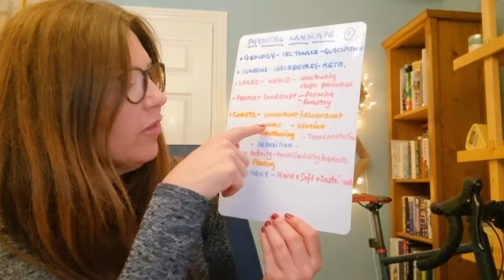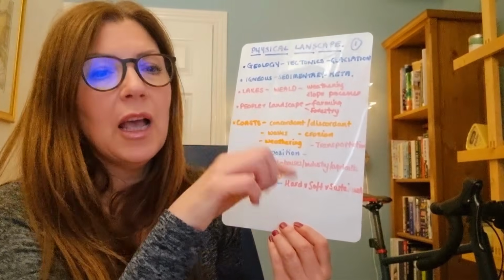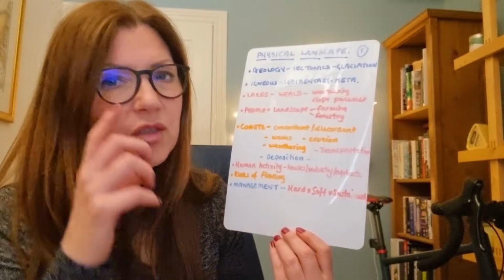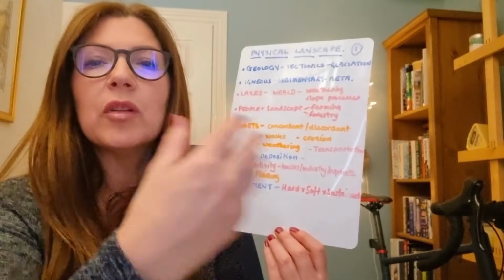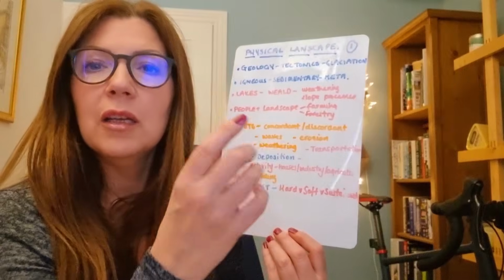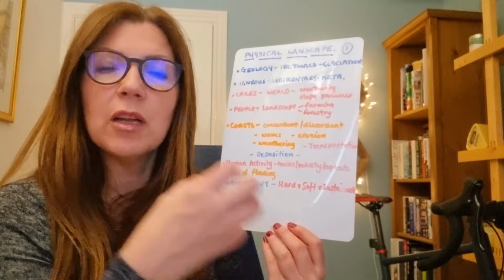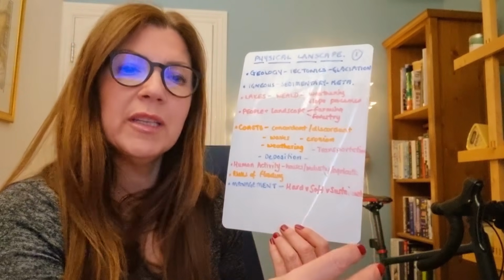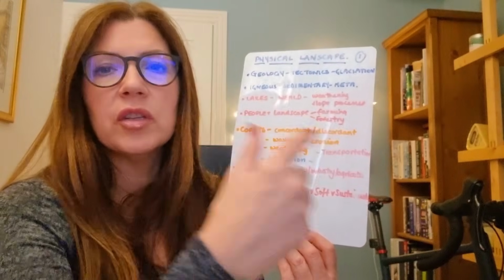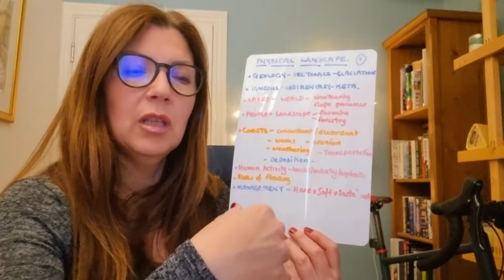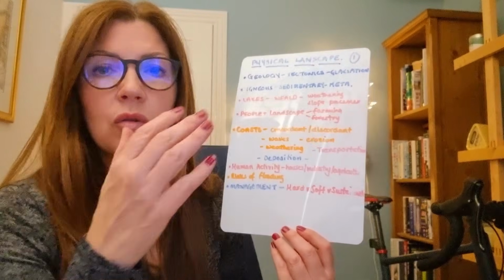I did miss waves off here. Just make sure you know the difference between constructive waves and destructive waves. Constructive waves build up the beach, and they normally happen in the summertime, remember. Destructive waves are much stronger waves which happen in the winter, and they have a stronger backwash to the swash, so the material gets dragged down the beach, and that causes a lot of erosion.